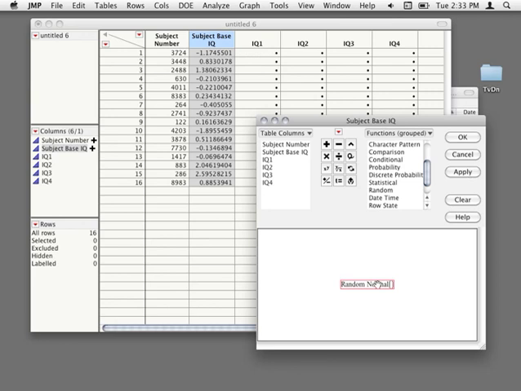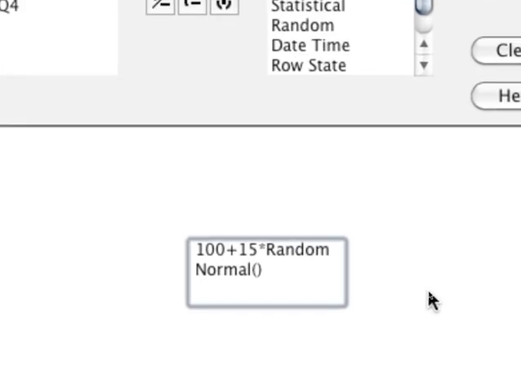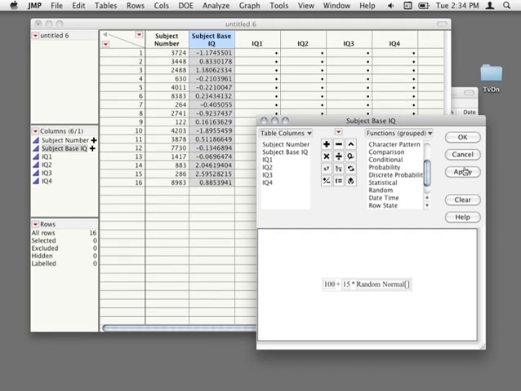We can rescale that however we want by just doing a simple trick. Take the mean, 100, plus whatever we want the standard deviation to be, 15 times that. So if you type this in here, instead of a unit normal distribution for that column, it'll give us an IQ distribution, 100 with a standard deviation of 15. So go ahead and hit apply.